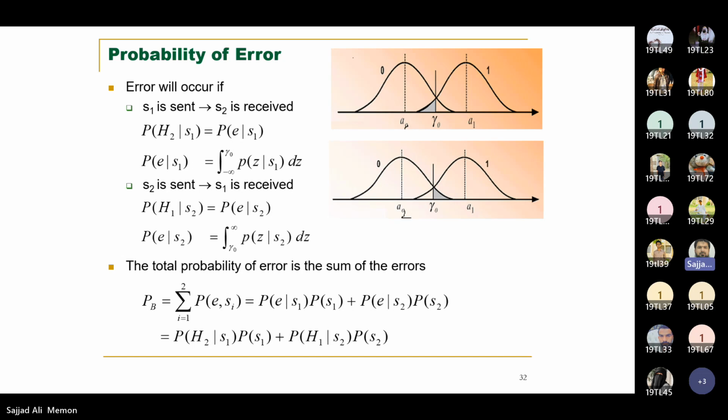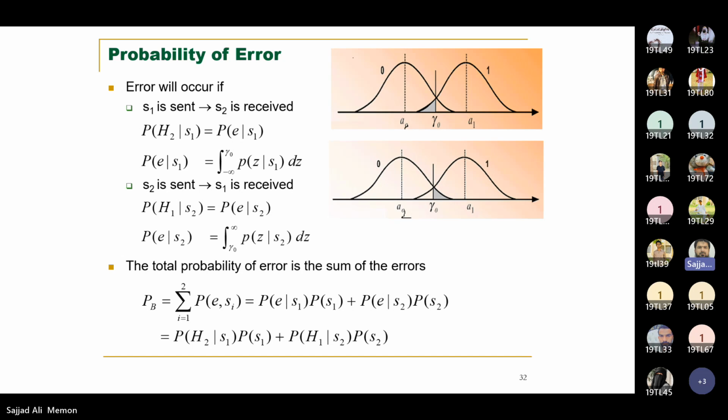Where S2 is sent and S1 is received, that is the opposite, and that is the integral from gamma naught to infinity of P of Z given S2. And then the total probability of error is the sum of the errors.